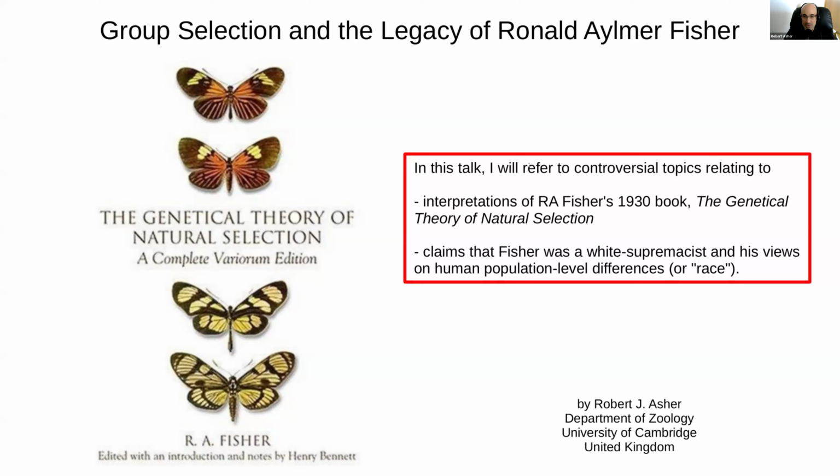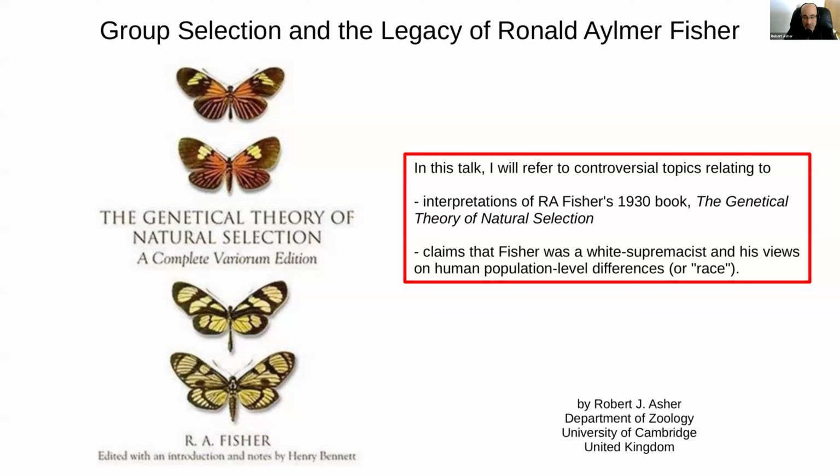I'm really pleased to be able to give this talk, and I'm quite terrified, frankly, to give this talk because it's a controversial one, and I want to get that out of the way from the get-go. For example, I'm going to make some allusions or refer quite directly, actually, to interpretations of Ronald Fisher's 1930 book, The Genetical Theory of Natural Selection. You will recall in the summer of 2020 that evoked quite a firestorm.